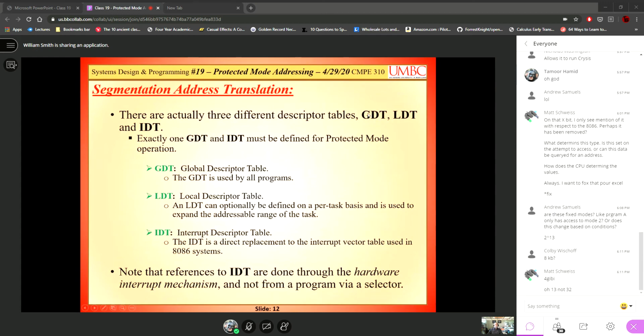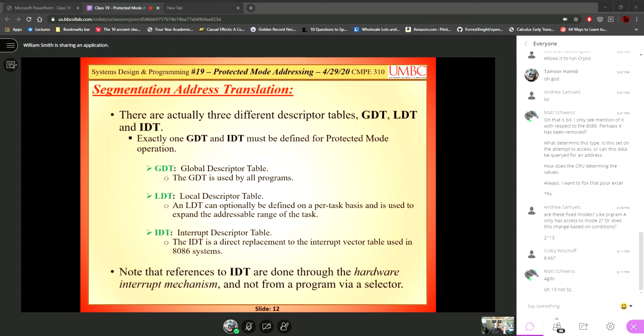Three different descriptor tables. Now we're going to talk about the GDT, which is the global descriptor table, the LDT, which is the local descriptor table, and the IDT, which has its own little unique area up here, the interrupt descriptor table. Exactly one GDT and one IDT must be predefined for protected mode operation. Remember, you don't have to be in protected mode operation. If you're in protected mode operation, you're going to be working off of the GDT and the IDT. If you're not in protected mode operation, you're going to be working out of the LDT, which is the more simple, less protected kind of memory, and you're talking about some backward compatibility functions here.